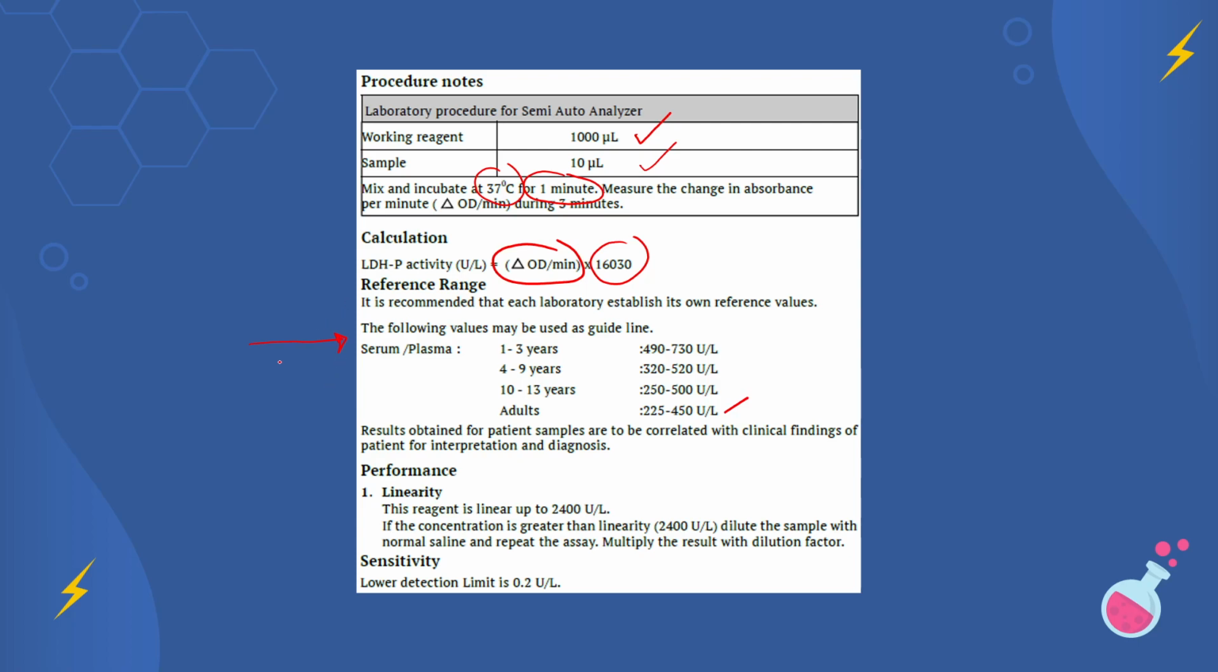For the linearity of this test, it is a bit higher compared to your other enzymes, because the other enzymes only have linearity up to around 1000 U per liter, but here for our LDH, the linearity is up to 2400 U per liter. And in terms of sensitivity, it is also different, lower for LDH, and that is around 0.2 U per liter.